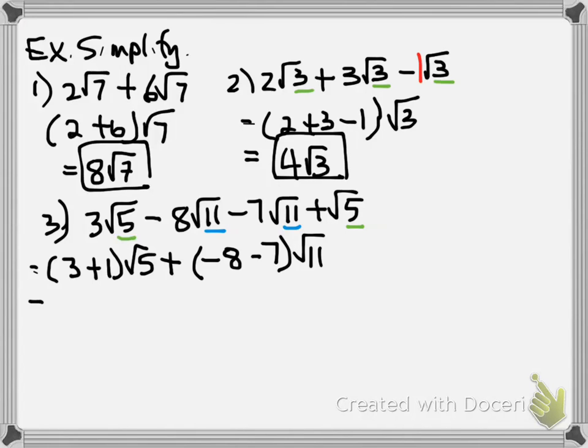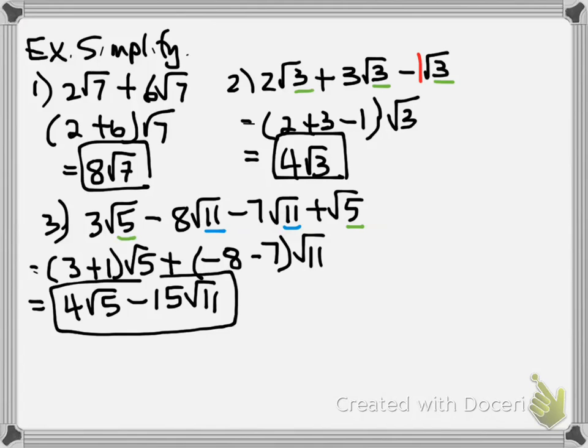And then we just do the math. 3 plus 1 is 4, so we get 4 radical 5. Negative 8 take away 7 is negative 15 radical 11. And there's nothing more we can do. Our radicands were simplified, and we are done.